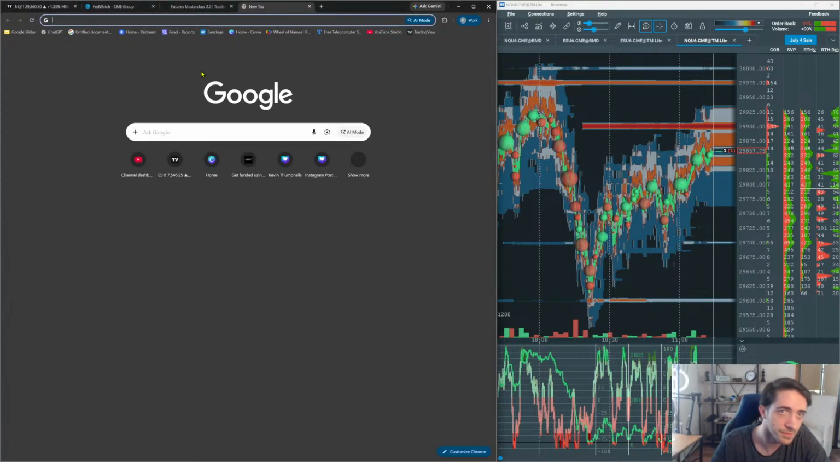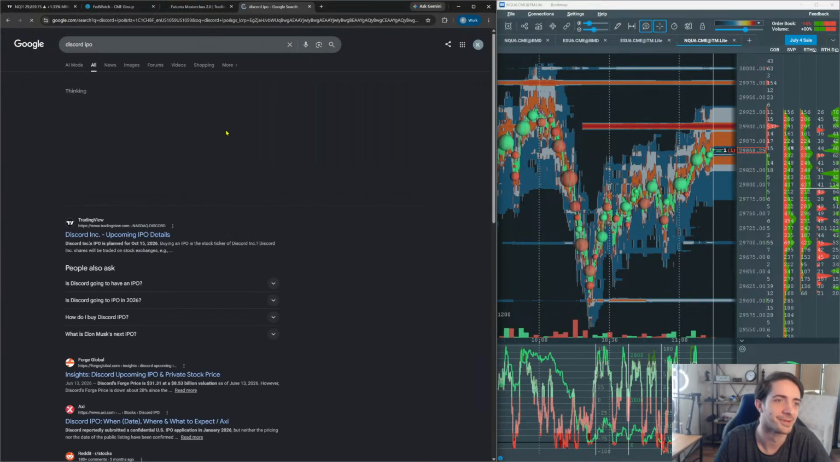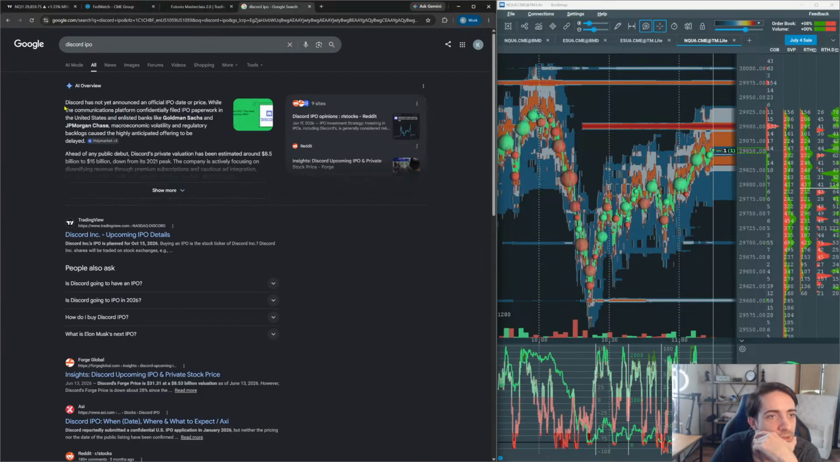And apparently Discord is set to IPO sometime this year too. Imagine them IPOing? Bro, I'm shorting the hell out of that. Discord IPO. Not yet announced an official IPO date or price. Be like -$5.